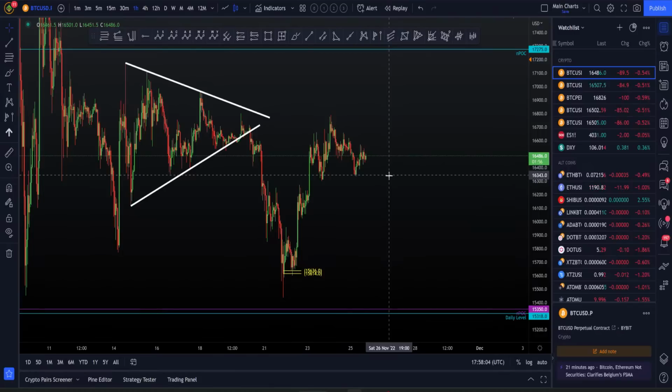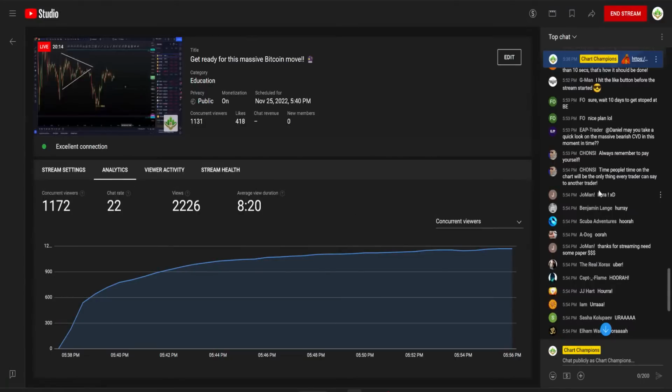And let's move on now to the big topic of the night, which is, of course, is the bottom in for Bitcoin. Let me just read a few more of these comments. Always remember to pay yourself. Yeah, very important. What he means by that, always remember to pay yourself, means remember to take profits.